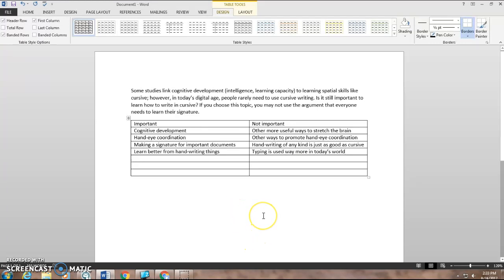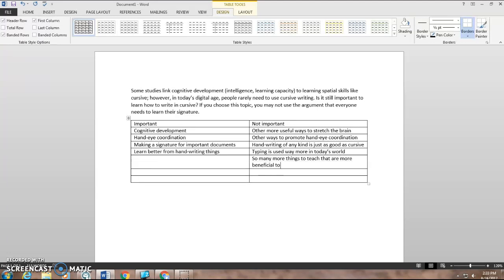Something that I've always thought is that typing and learning how to type is much more functional in today's world. We're so less likely to use cursive than to be able to type. And finally, there are just so many more things to teach that are more beneficial to students. So I had a feeling that I was on the not important side, but this really tells me that I have more things on the not important side.